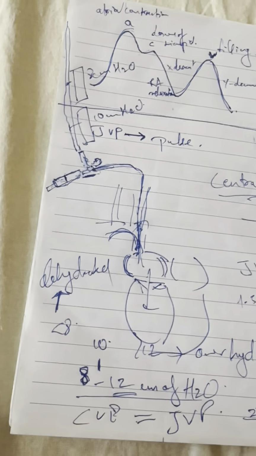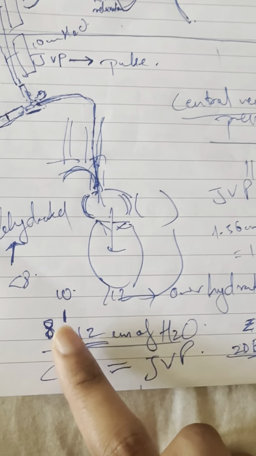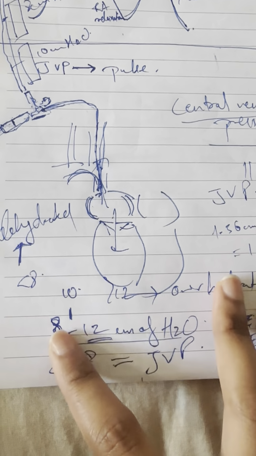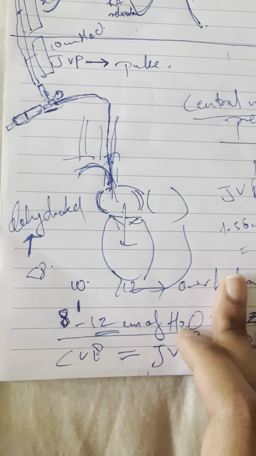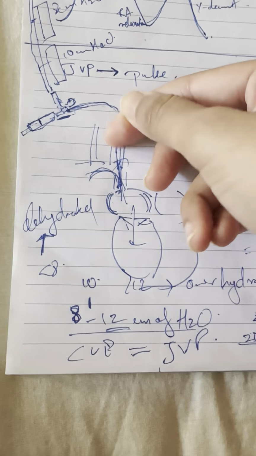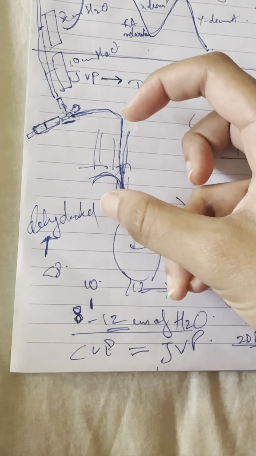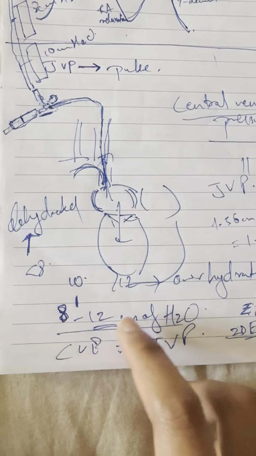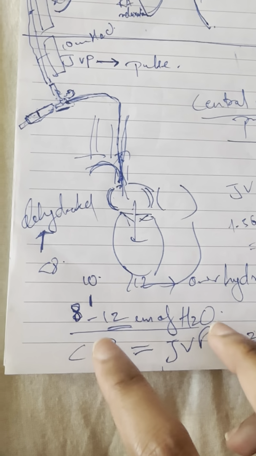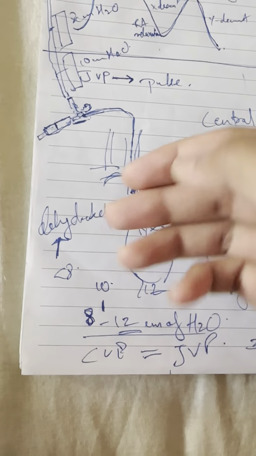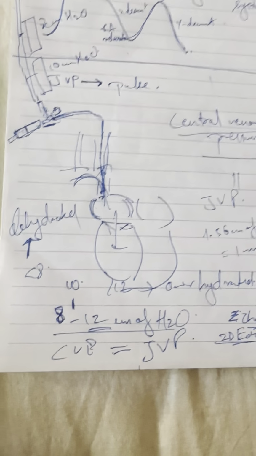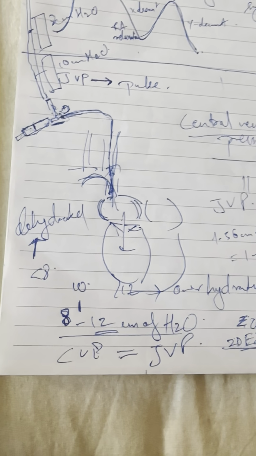So normally the central venous pressure is from 8 to 12 centimeters of water, because we have already considered the amount of the length that we had to add before. Now it is included, so it is 8 to 12 centimeters of water. That is the central venous pressure. That is reflected here itself by putting the catheter in the right atrium tip.